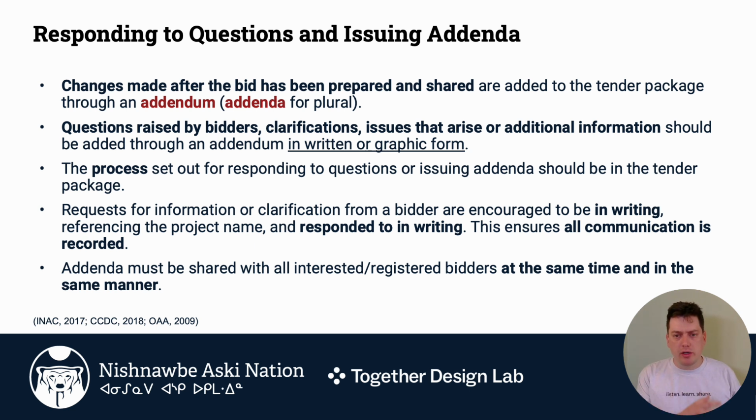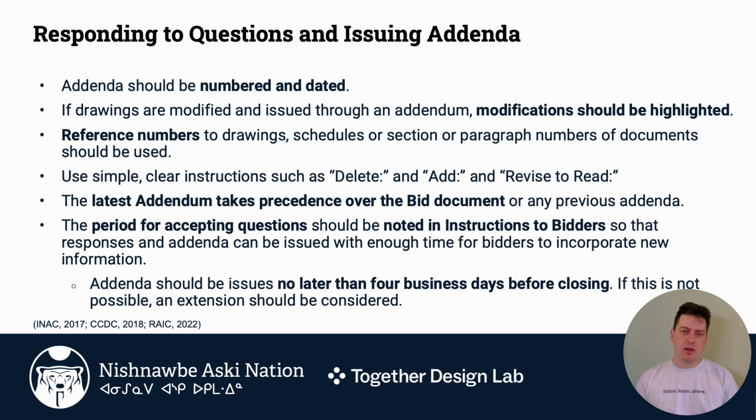And so earlier in the module, when I was explaining that you need to have a ledger of all potential bidders, this is why, so that you can issue clarifications, answers to questions, additional information as addenda, but that all potential bidders receive that same information. Now, some basic facts about addenda here. They should be numbered. Any modifications to drawings should be highlighted. Basically, you shouldn't be making any additional work for bidders through issuing addenda.